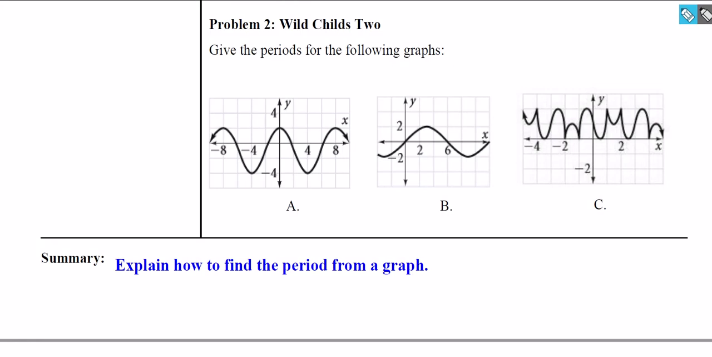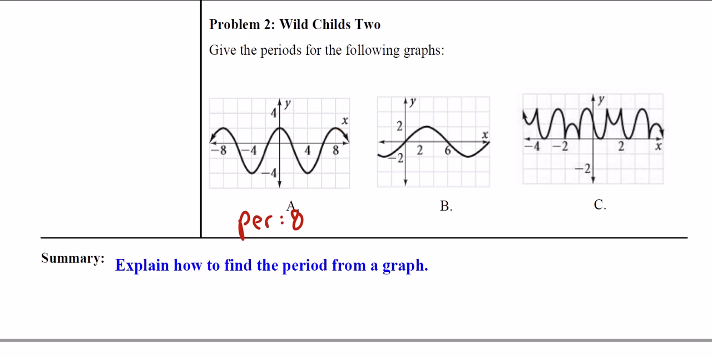Problem 2 is a good exercise in finding the periods graphically and without having to worry about all the details. So typically we'll find a period by picking a point and then seeing when it repeats again. So for example, I start at this point, I'm going through the graph, and I notice it repeats itself again at this point. That is a total distance of 8, and so the period is probably 8.